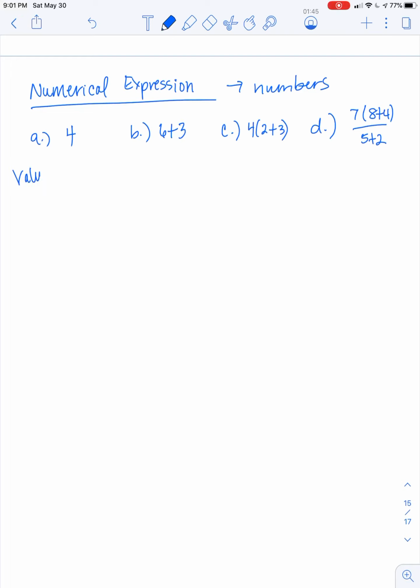And then we have values for each numerical expression. For letter A, it's just simply 4. For letter B, it would be 9. For letter C, this is 5, it would be 20. And for letter D, we would have, let's see, 7 times, oh, we can actually do some canceling here. So that on the bottom here is 7, so I could just cancel those 7s out. And you would have 12. Okay, so you have your expressions and you have your values.